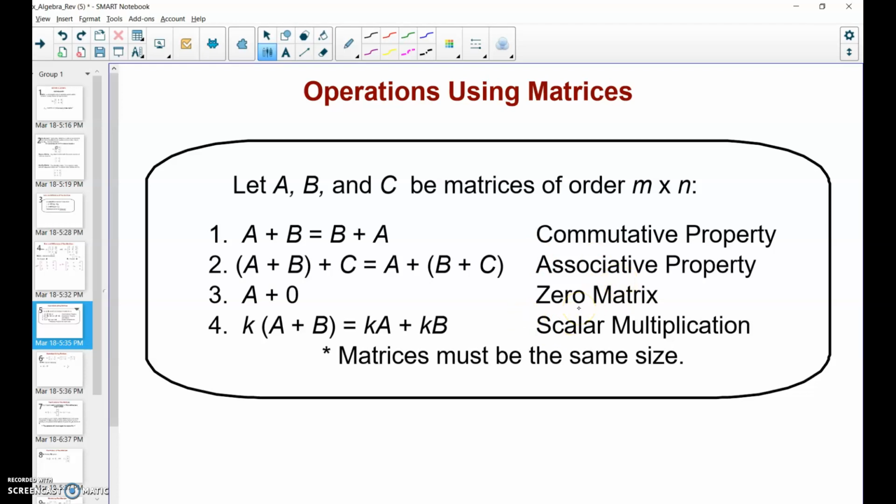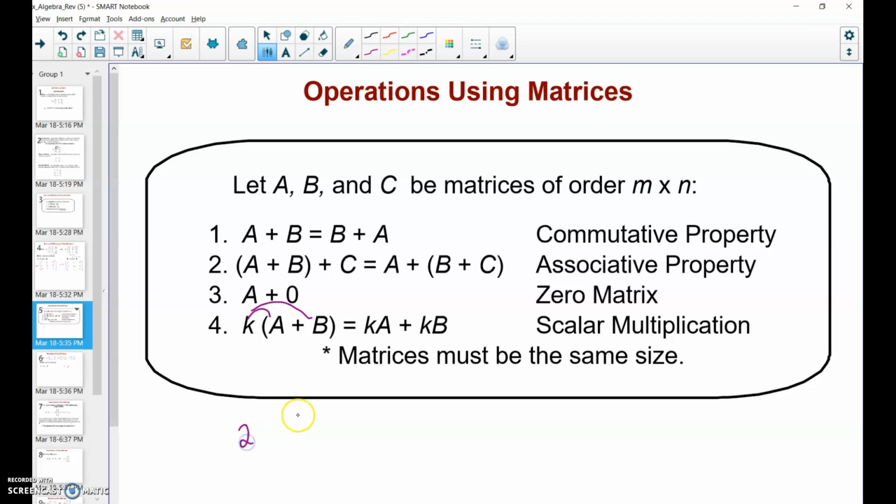0 matrix. Okay, if you're adding a matrix of 0, that means you're adding nothing to every single term, so it's just going to stay the original matrix value. And then scalar multiplication, this is like your distributive property. That k is just representing a number. Okay, so you would multiply that number to each matrix.